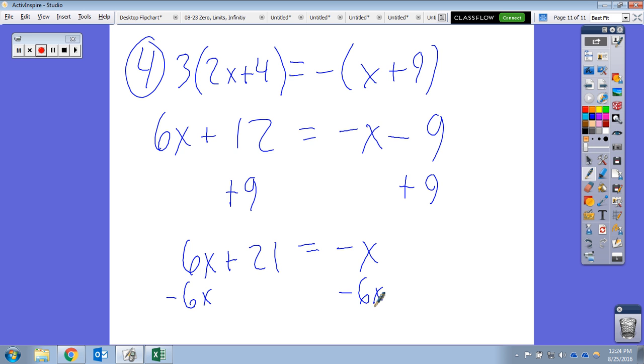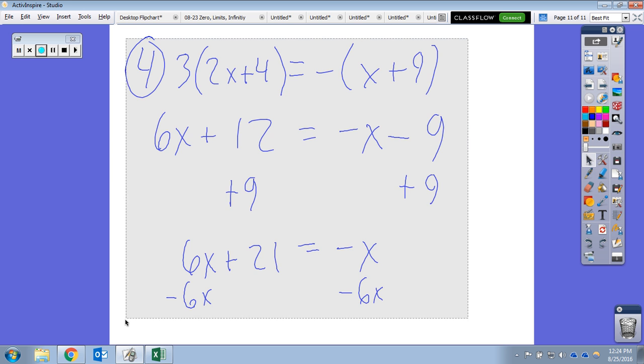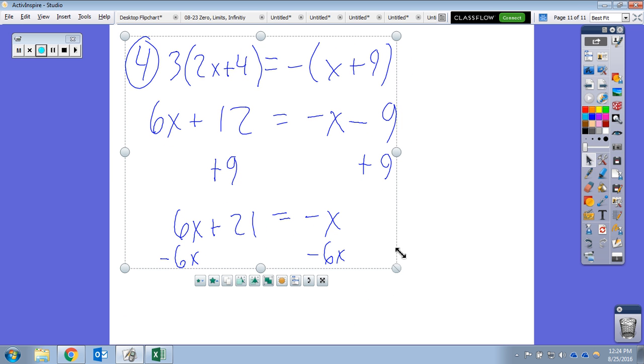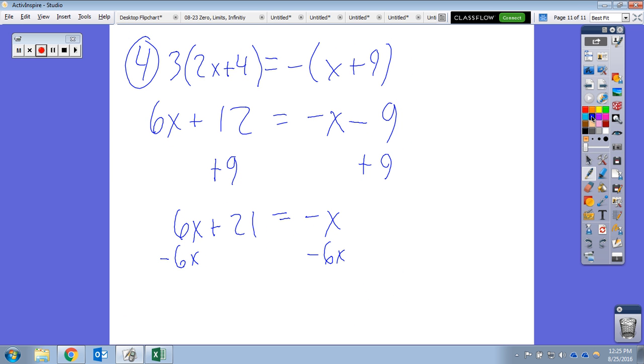So now what do we have here? 21 equals negative 7x. You divide by negative 7. So x would equal negative 3. Do you see where your mistake was made? Yeah. Any questions? You good? All right, so everyone got 5.